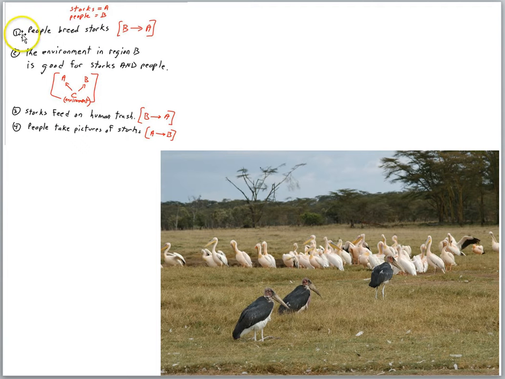It could be that people are breeding storks. So in regions where there are a lot of people, those folks might be setting up stork breeding operations.